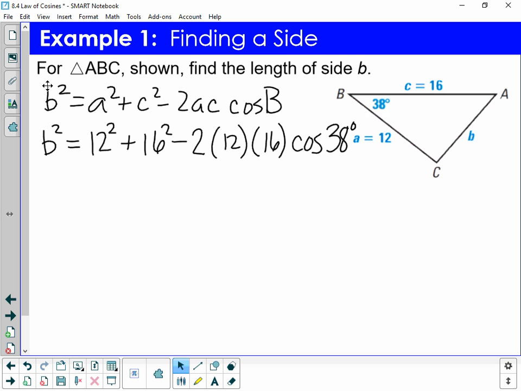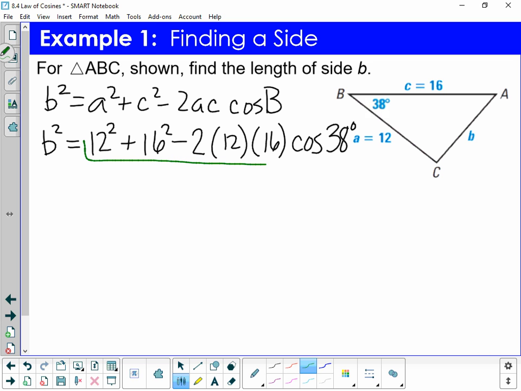We're trying to get B by itself. We're trying to solve for B here. And on the right-hand side of the equation right now, we just have a whole bunch of numbers, and we can calculate that. Your calculator will do that really well, and you don't have to be particularly careful about this. Just type it in the way it is: 12 squared plus 16 squared minus 2 times 12 times 16 times the cosine of angle B. Just make sure you're in degree mode if you're not getting the same answer as I'm getting.